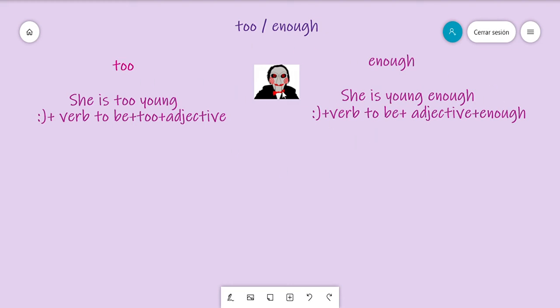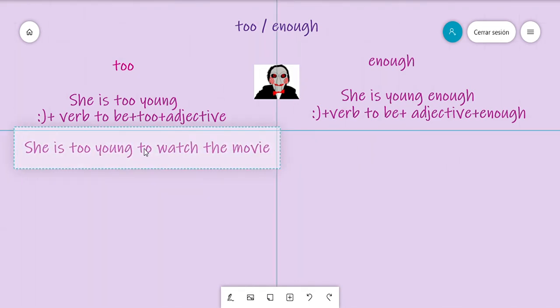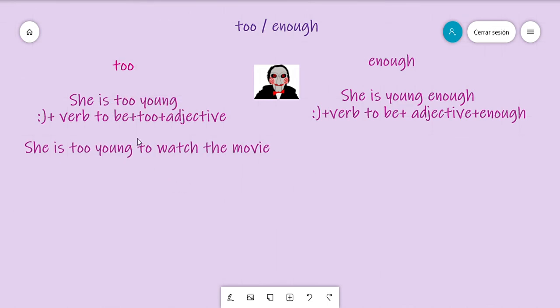But if we talk about watching a movie, how can you match watching a movie with the words of the description that we have here? That's so easy. We can use it with infinitive verbs. For example, you can say it like this. She is too young to watch the movie. In this case, you say for what kind of thing the person is too young. You describe what is the action that the person can't do because she's too young.